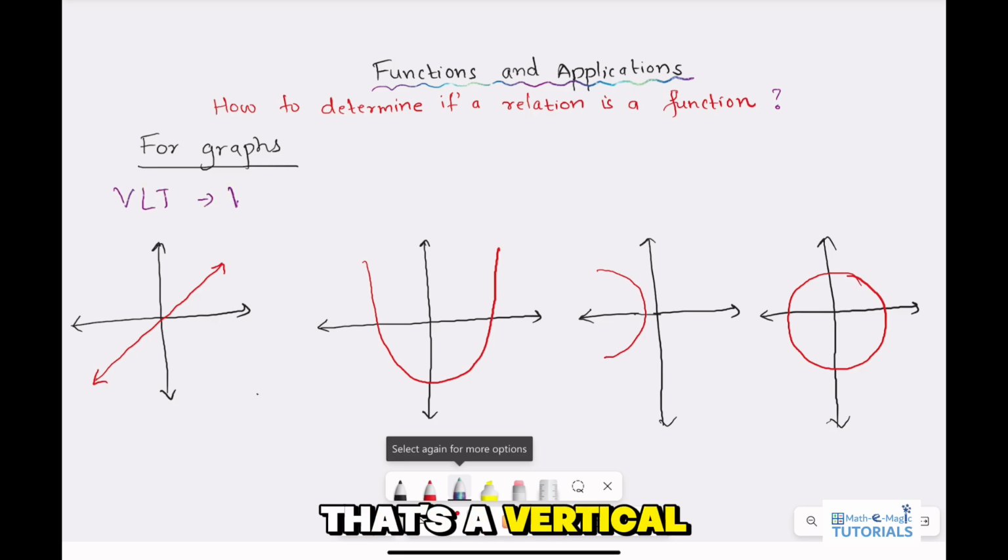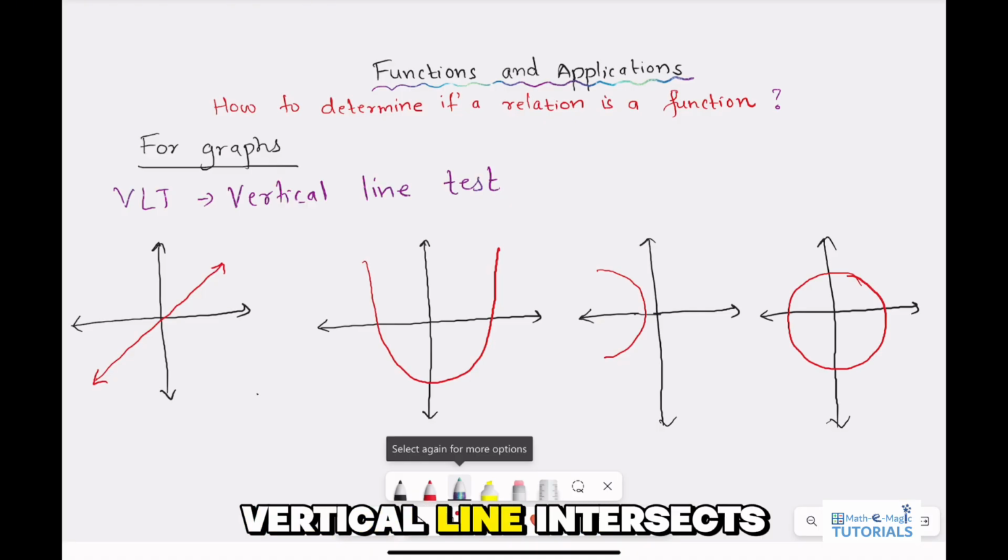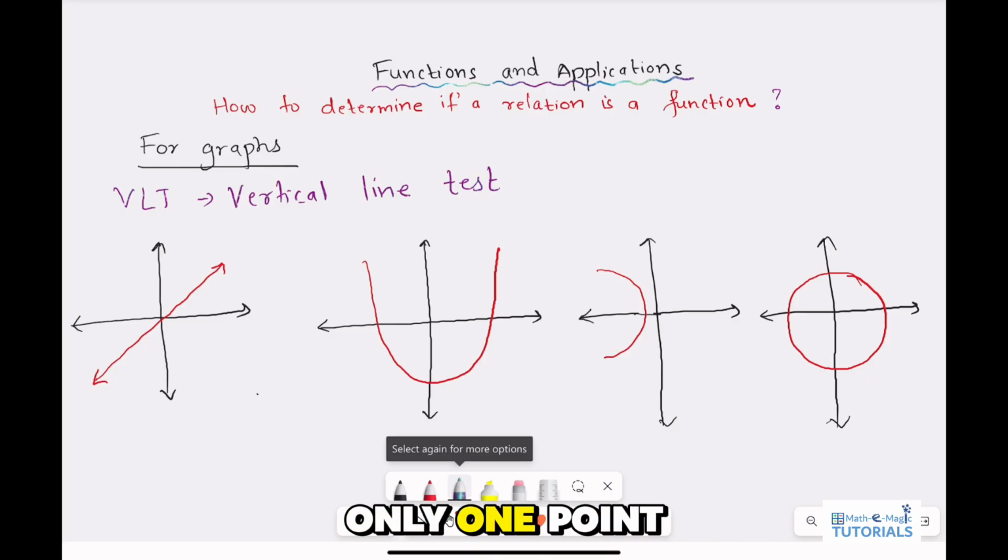That's a vertical line test. So, what happens is that if you have a graph, what you're going to do is draw a vertical line on the given graph. And if that vertical line intersects your graph at only one point, then it is a function.